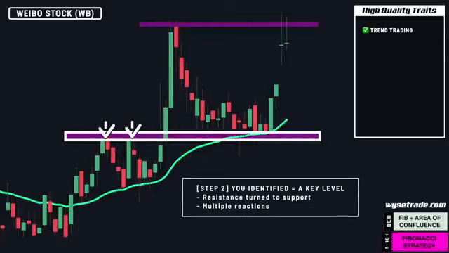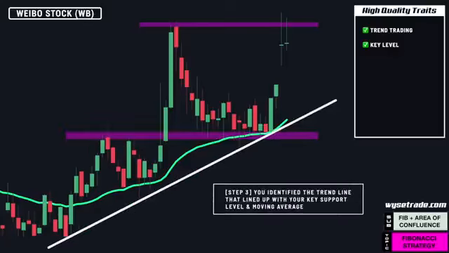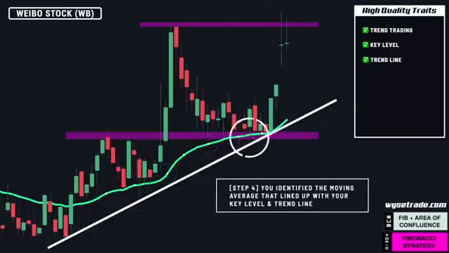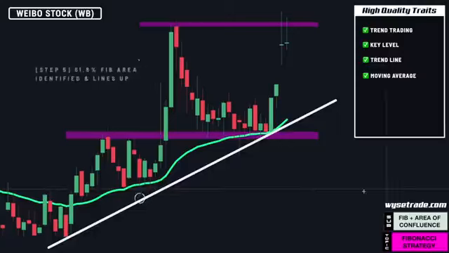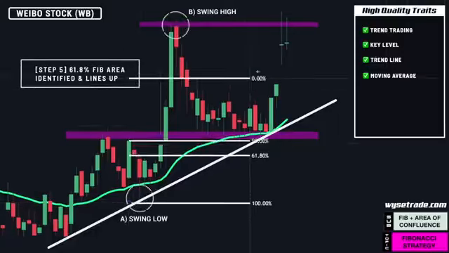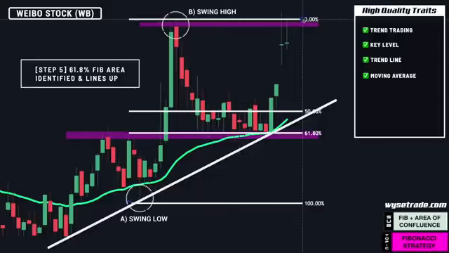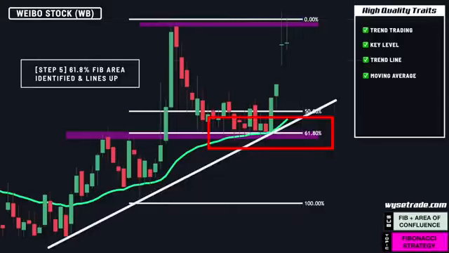You then had your key level of resistance turn to support. Another high quality trade. You then had your trend line that crossed perfectly with the key level, another high quality trade. You then had your moving average that also crossed with the key level and the trend line, another high quality trade. With the fib tool, you click at the recent swing low here, drag it to the recent swing high, and notice how the 61.8% fib level also lines up with your trade opportunity. Another high quality trade.